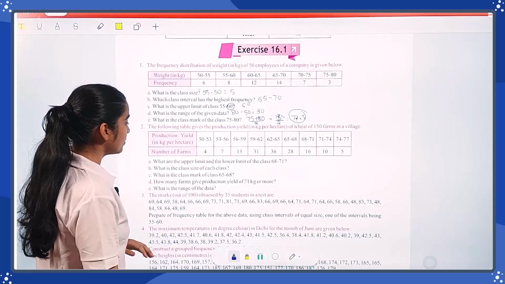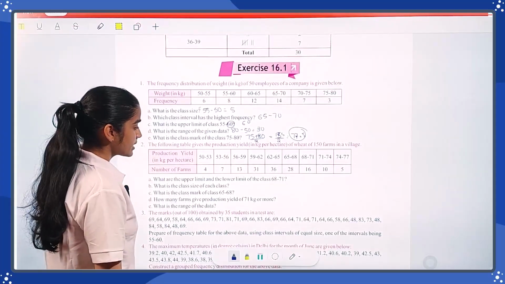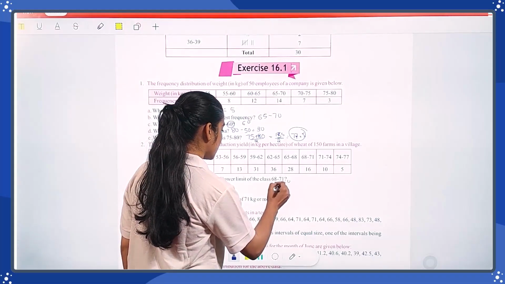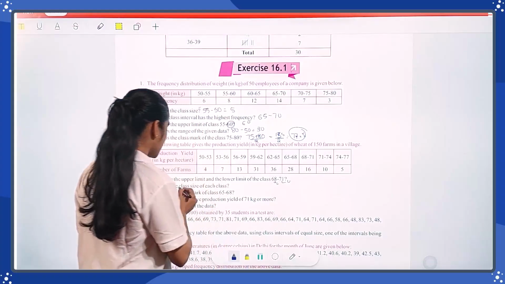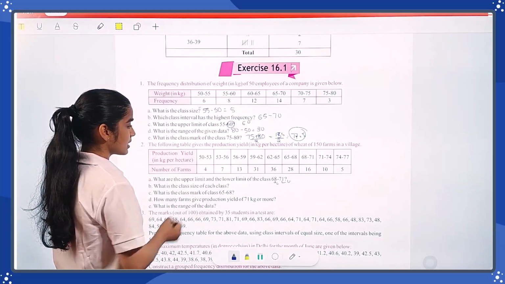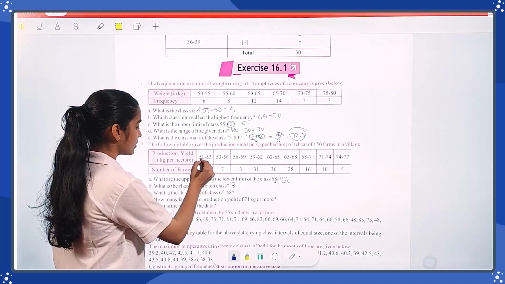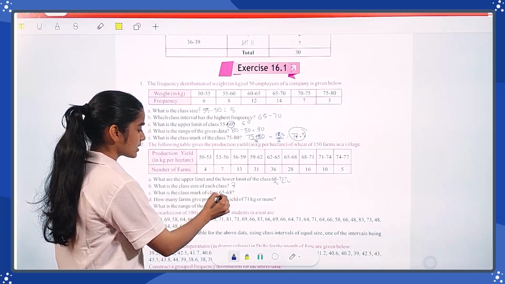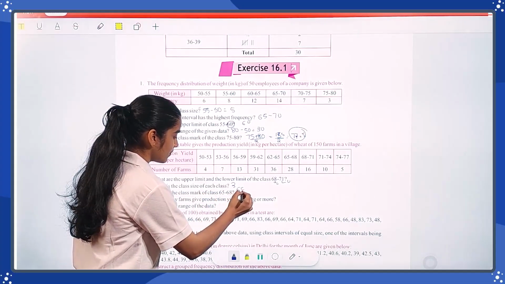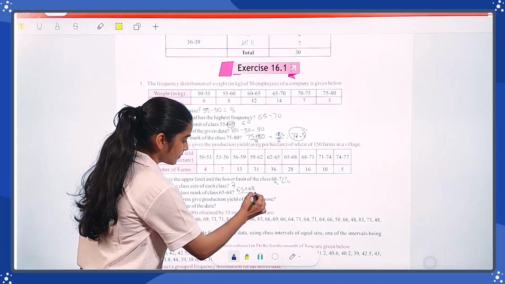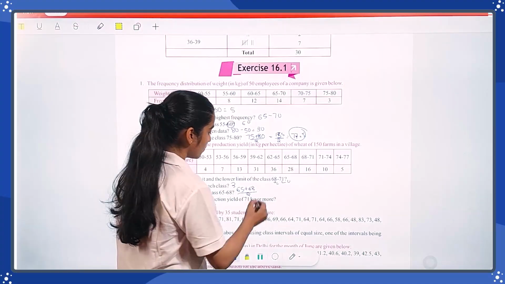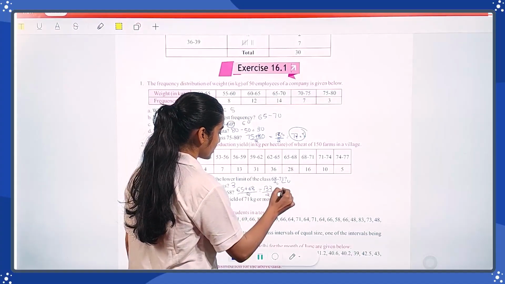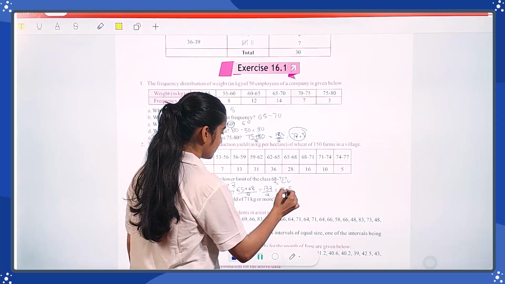What are the upper limit and the lower limit of the class 67 to 71? So the upper limit is 71 and the lower limit is 68. What is the class size of each class? The class size of each class is 3. 53 minus 50 is 3, 56 minus 53 is 3. What is the class mark of the class 65 to 68? So 65 plus 68 divided by 2, 133 divided by 2, is 66.5.